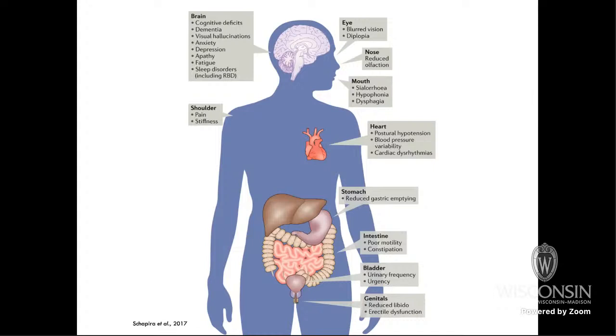And the symptoms that I'll be talking about today are those affecting the heart. So the heart in Parkinson's disease has a loss of some of the neurons that innervate the heart. And these can lead to dysrhythmias, but also very commonly patients will experience problems maintaining their blood pressure and the stability of their blood pressure.